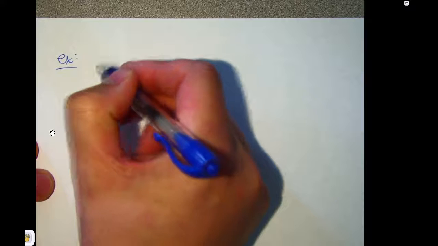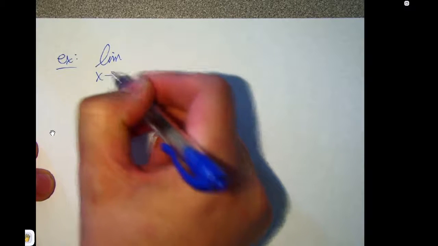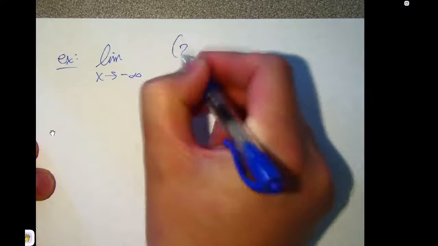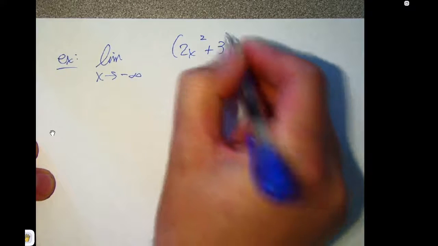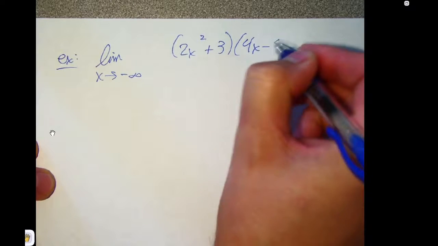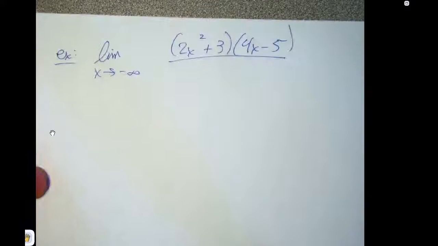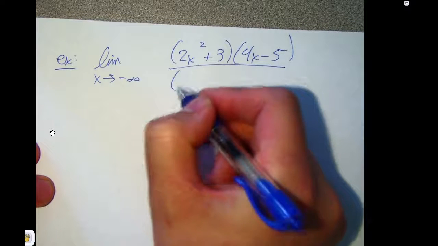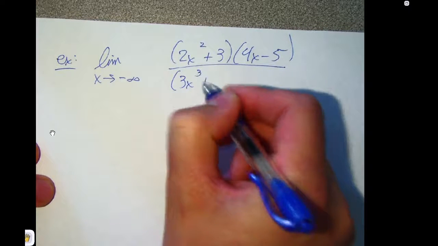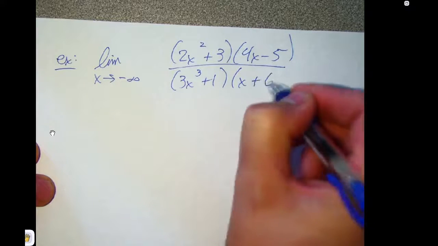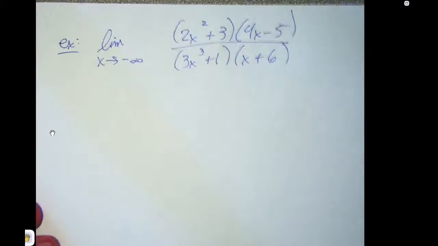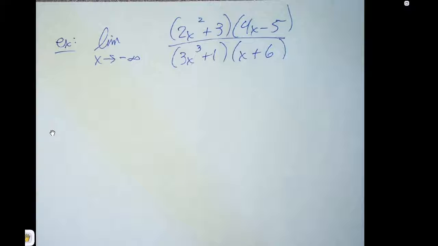Let's say the limit as x approaches negative infinity of 2x squared plus 3 times 4x minus 5 over 3x to the 3rd plus 1 times x plus 6. Try that. Is x approaching negative? Yeah.